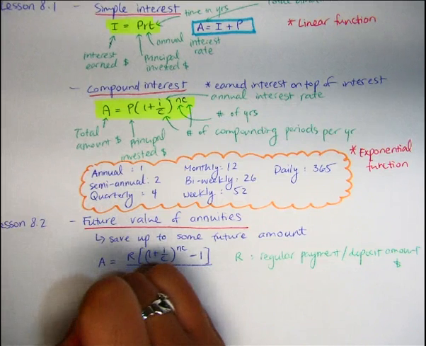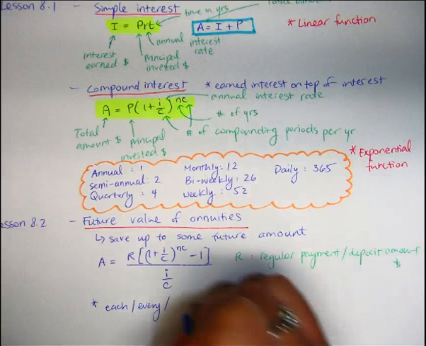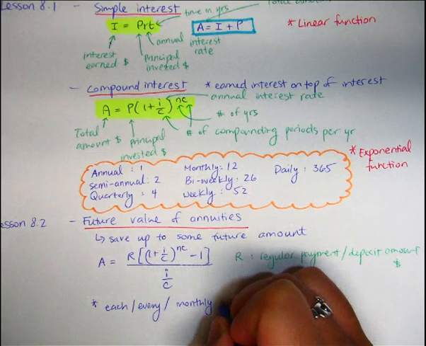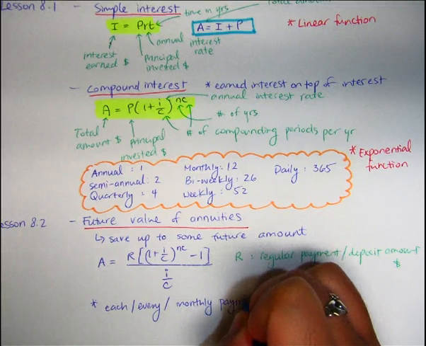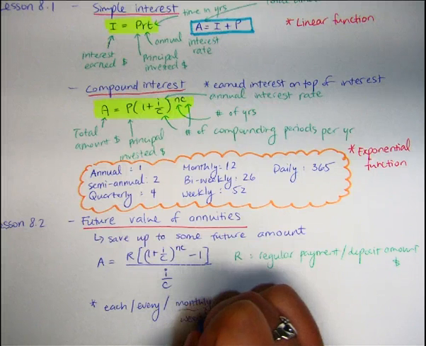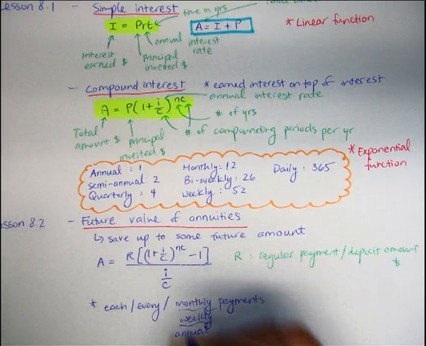And the key words that you should be looking for are each, every, anything about monthly payments, and of course monthly could be weekly, or it could be annual payments.